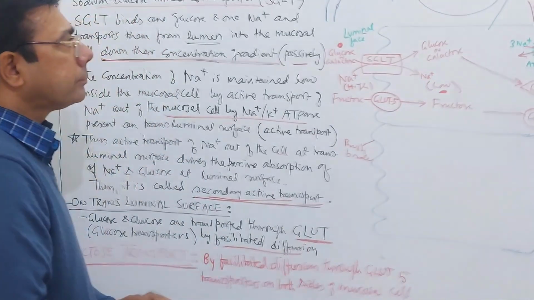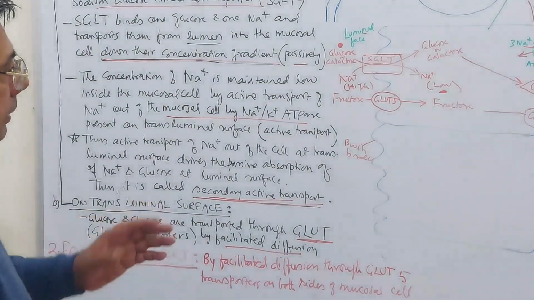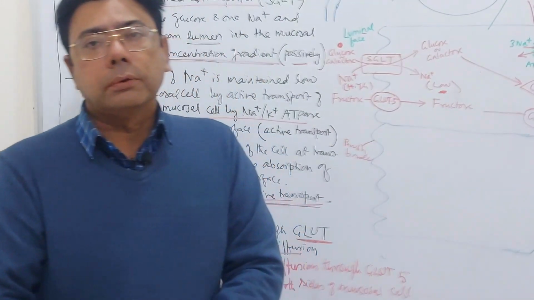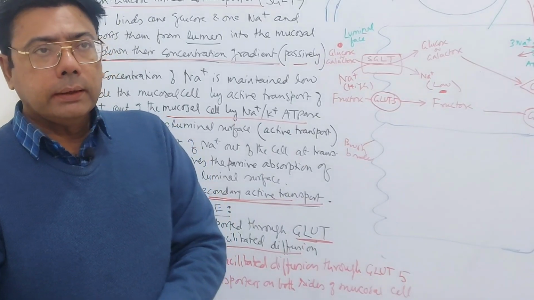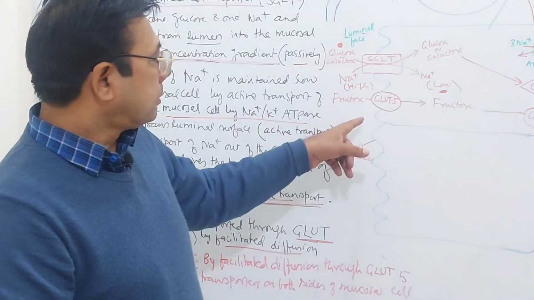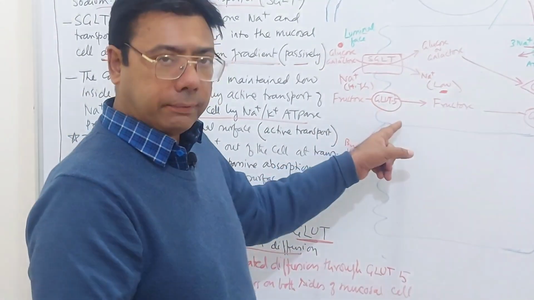Now coming to the absorption of fructose molecules. You should know that fructose absorption is different from glucose or galactose absorption, and all the way it is facilitated transport, and it takes place through a variant of GLUT molecules which are called GLUT5.